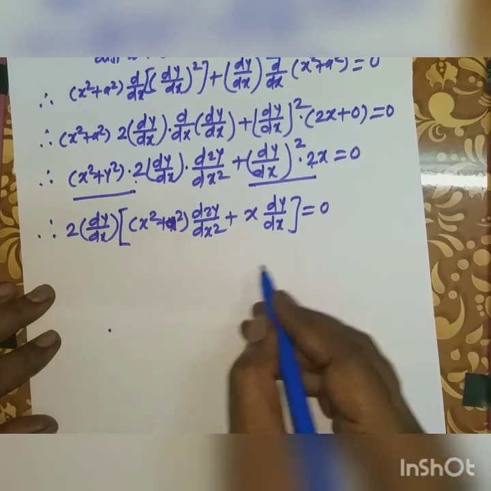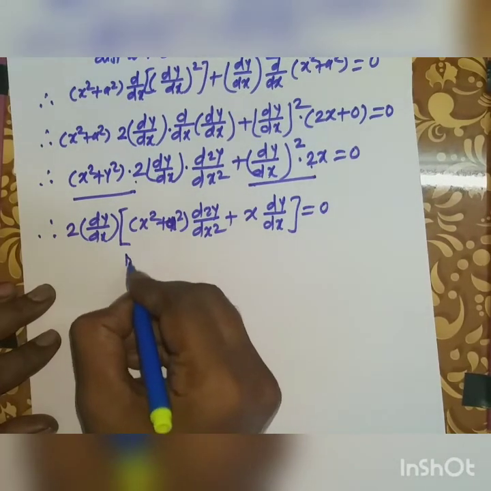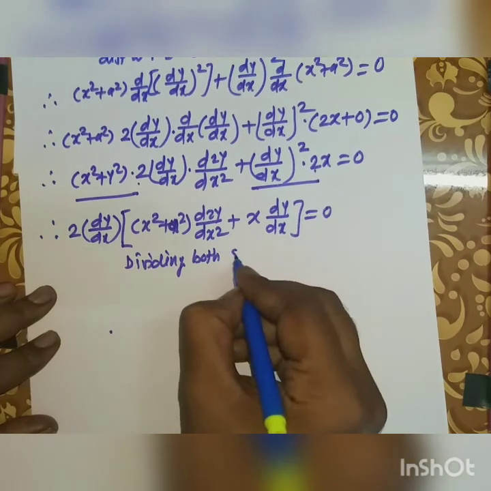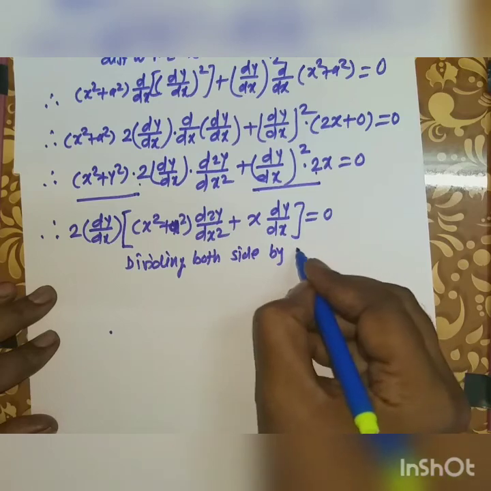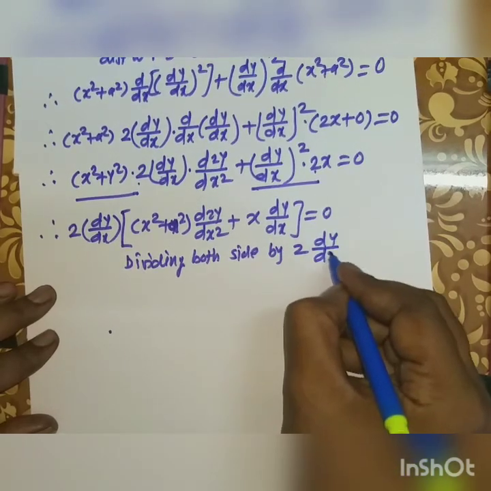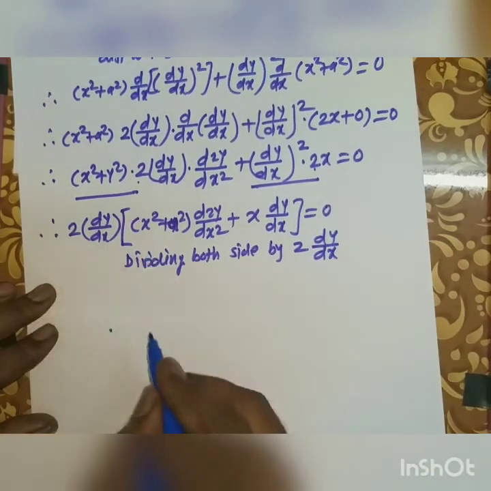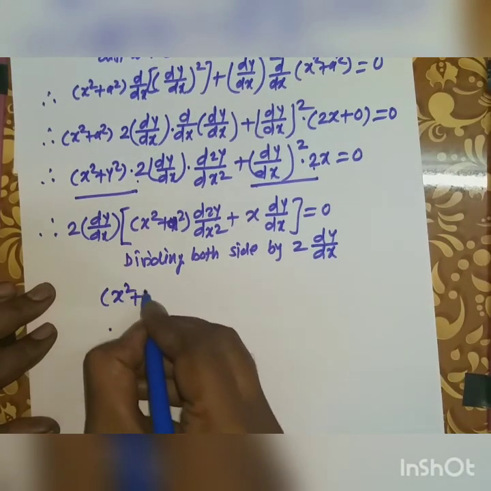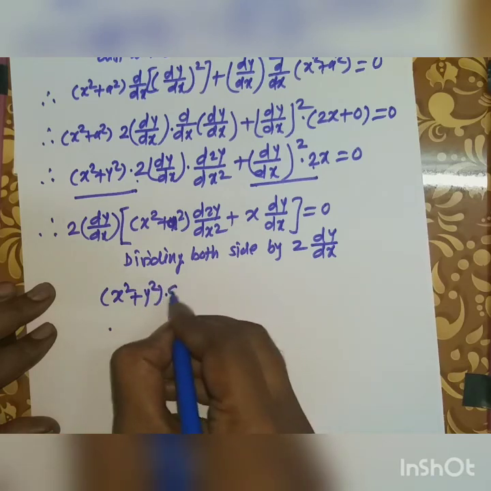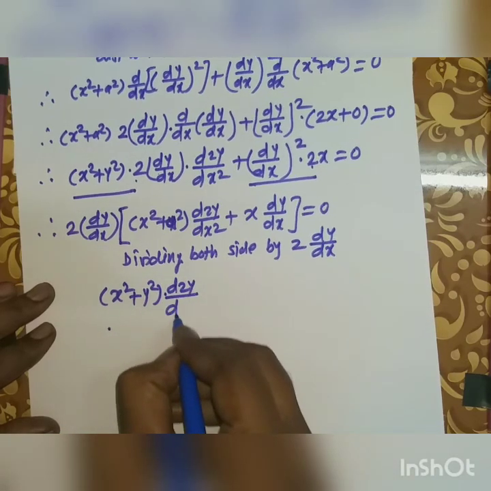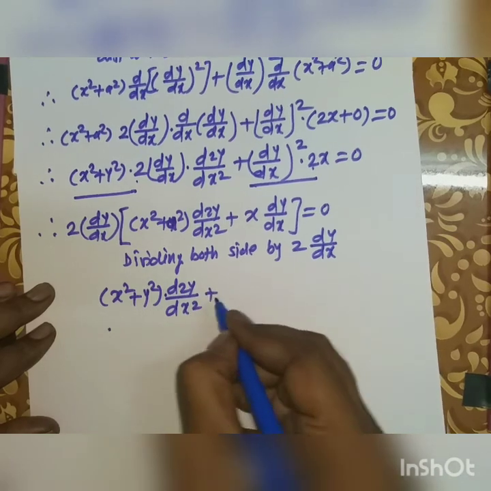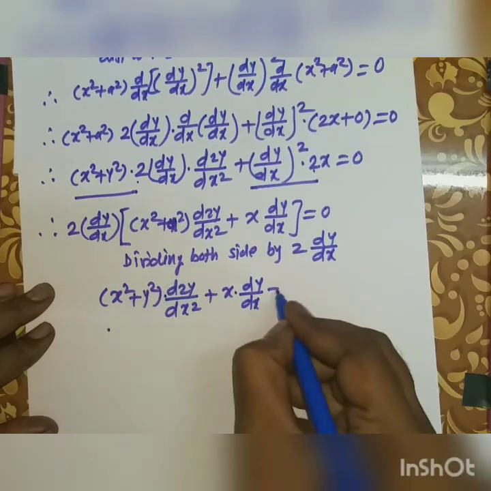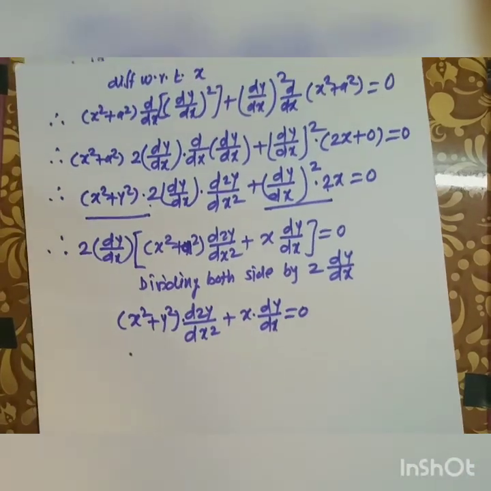Now dividing both sides by twice dy by dx, this twice dy by dx cancels, and the right hand side is 0. Then we get x square plus a square into d2y by dx square plus x into dy by dx is equal to 0. Now, which is the final answer?